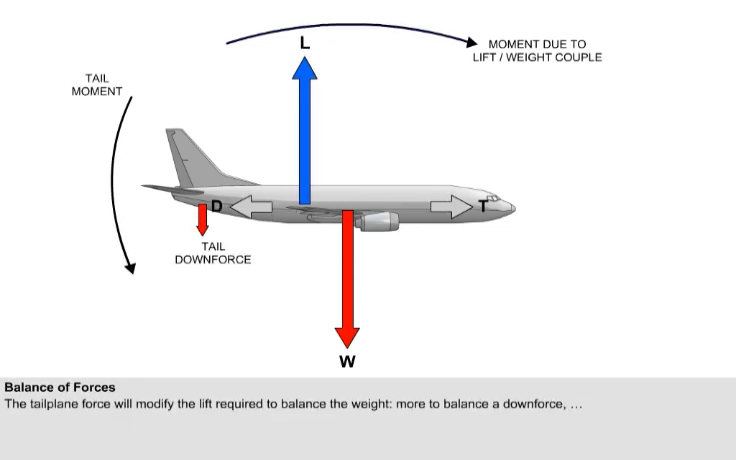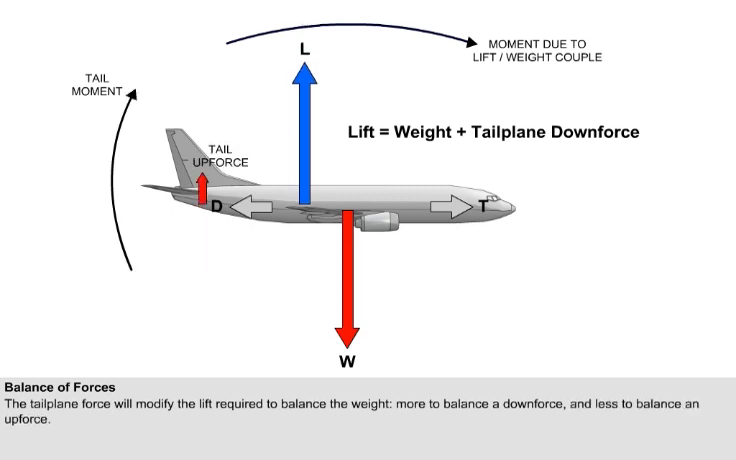If the tailplane is producing a balancing force, this will add to or subtract from the lift required to balance the weight. For a downforce, the usual situation, lift must equal the weight plus the tailplane downforce, and for an upforce, lift must equal weight minus the tailplane upforce.